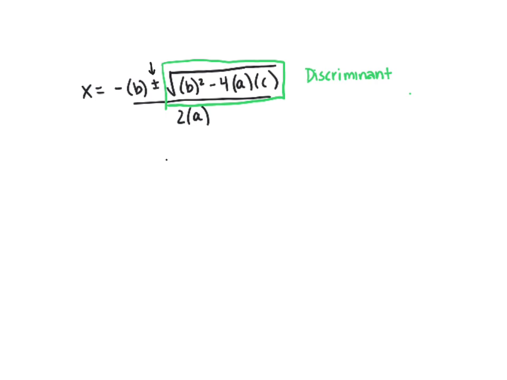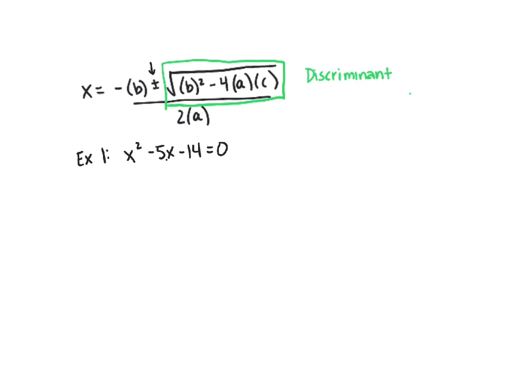So let's look at our first example. Example 1, we have x squared minus 5x minus 14 equals 0. And just like when we've done completing the square and a lot of other equations, we want to make sure that all our equations are set equal to 0 or equal to y.